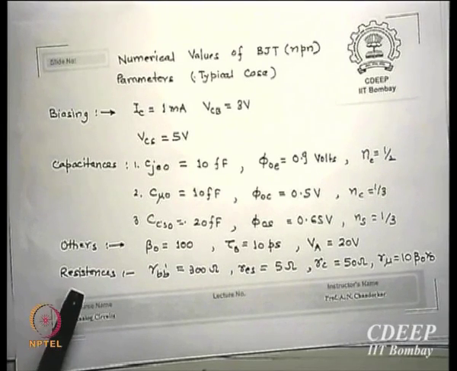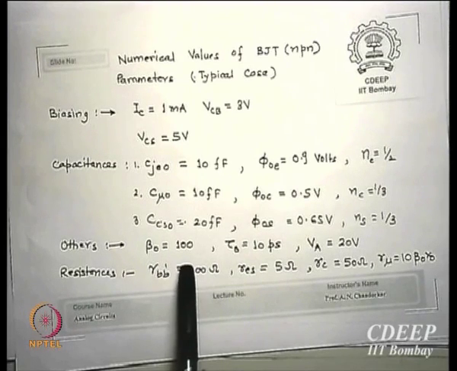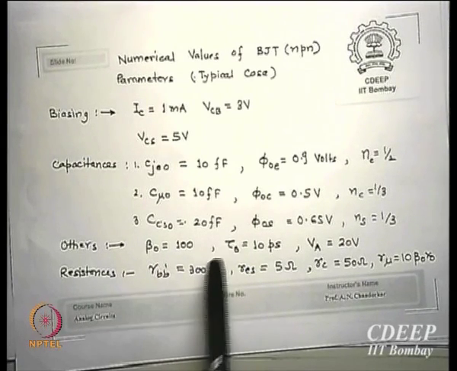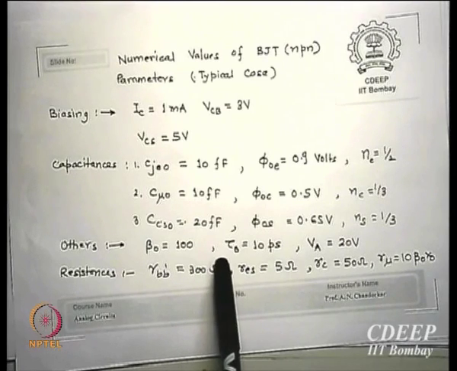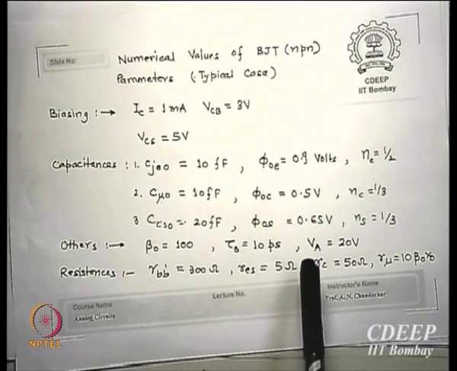When the input signal is much smaller than 26 millivolt, we can say beta AC is the same as beta DC. Otherwise, the two values will have to be specified, since we are not working at much less than 26 millivolt. So, for a large signal analysis, do not use beta 0 and beta DC as the same, but for a small signal analysis, this number is good enough. That is equal to 100. Then we say typically the base transit time is 10 picoseconds and the Early voltage can be 20 to 100 volts. This is just an arbitrary number, 20 volt.